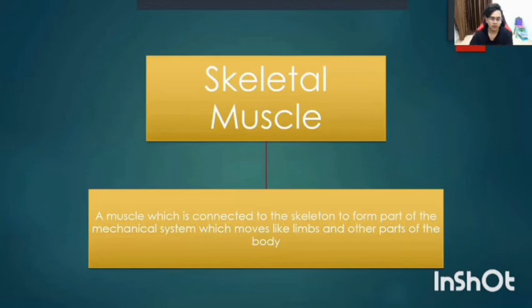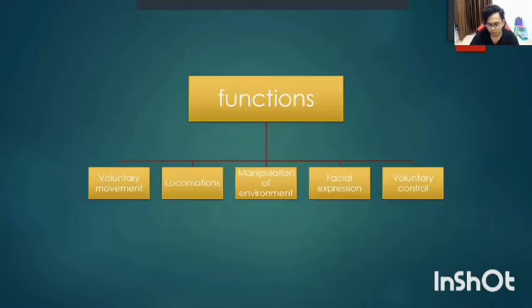Okay, what is the meaning of skeletal muscle? Skeletal muscle is a muscle which is connected to the skeleton to form part of the mechanical system which moves limbs and other parts of the body.